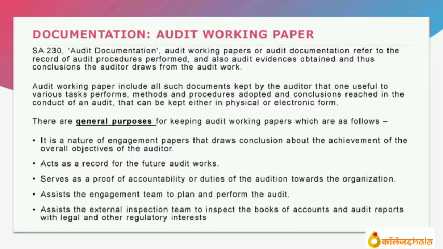Okay, now we are moving to the seventh slide. It's a very interesting thing. Documentation, audit working paper. Standards of Auditing 230, audit documentation. Audit working papers or audit documentation refer to the record of audit procedures performed and also audit evidence obtained. So you can understand here audit procedures and audit evidence are both obtained, and thus conclusions the auditor draws from the audit work. So audit documentation consists of both the audit procedures as well as the audit evidence obtained.